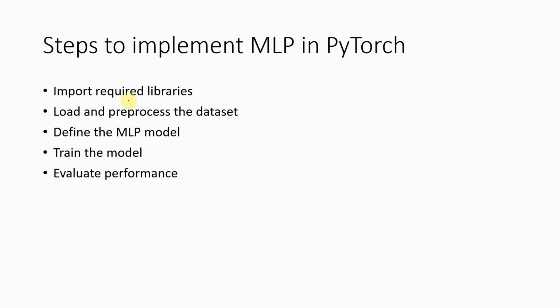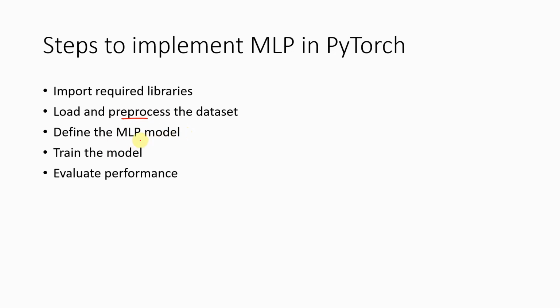And these are the steps to implement the MLP in PyTorch. First, we have to import the required libraries. Second, we have to load and pre-process the data. Pre-processing means cleaning of the data, standardization of the data or label encoding. So all the pre-processing steps we have to do here.